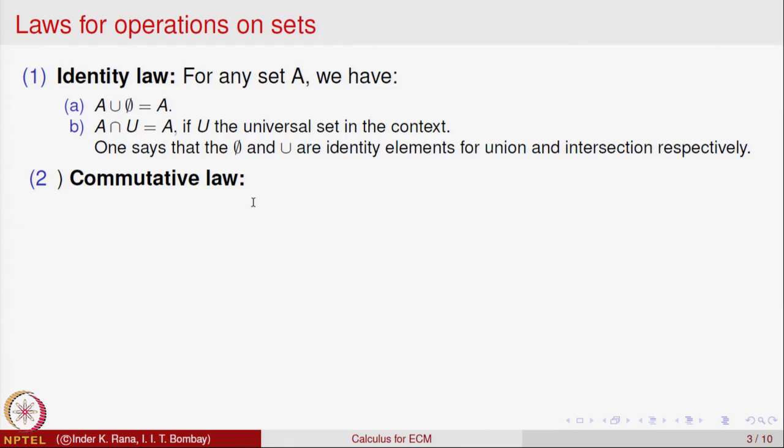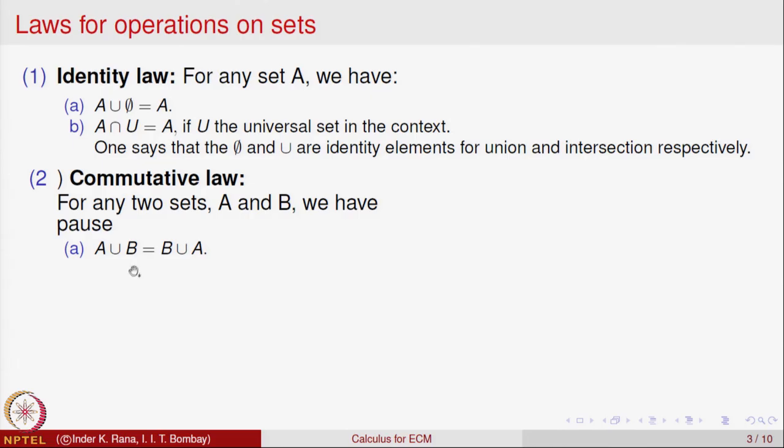The commutative laws for set operations are as follows. The first one says, for any two sets A and B, A union B is same as B union A. So, essentially to form the set A union B, what you are going to do is pick up the elements of A, pick up the elements of B and put them together in one set. So, whether you are taking elements of A first and then elements of B, or elements of B first and then elements of A, it does not matter. You are going to put all of the elements of A and of B together in one set. So, this seems an okay property.